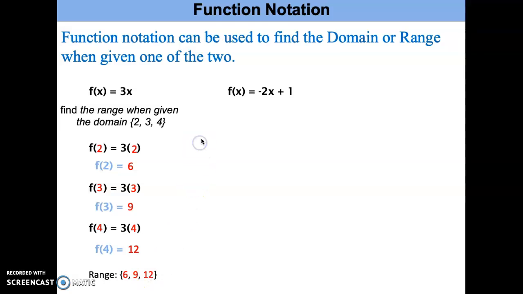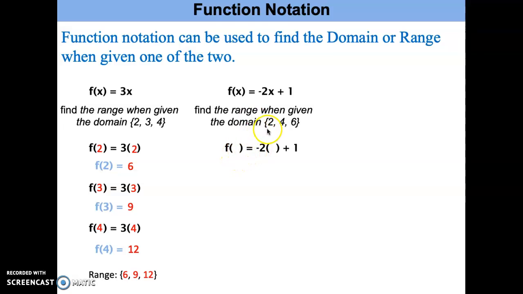Let's check out another one. Right here we have f of x equals negative 2x plus 1. Find the range when given the domain. So find the y values if we have these x values. When x equals 2, x equals 4, and x equals 6, what are the three y values going to be from this function? When we plug in 2, 4, and 6, what are the three answers going to be? That's another way to look at this.